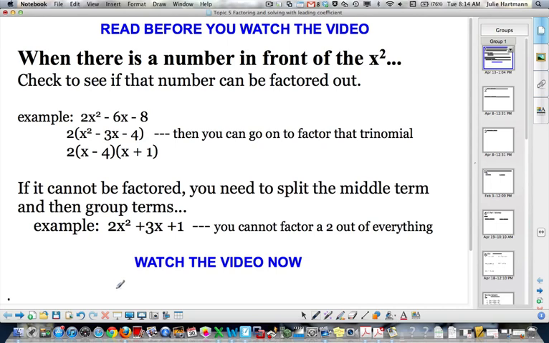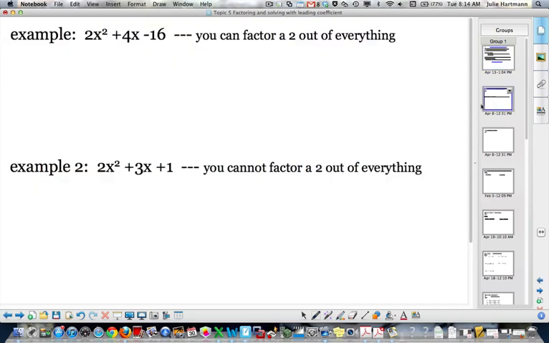Okay, so hopefully you've read this and gone through it before you watch the video. So I'm going to go right to the example. With this one, can we factor anything out? The answer is yes. You can factor.